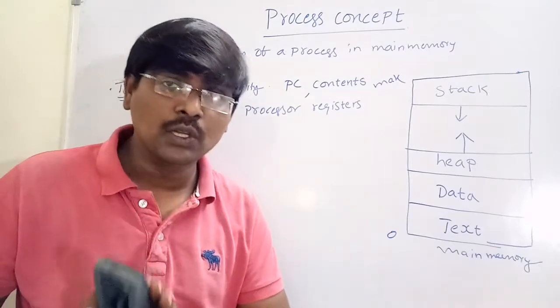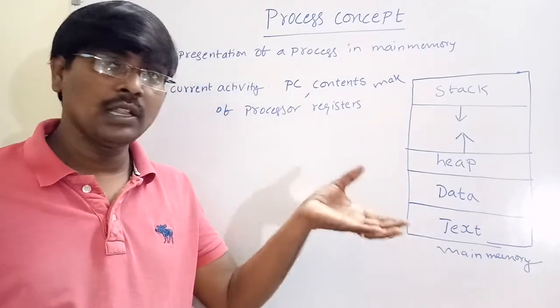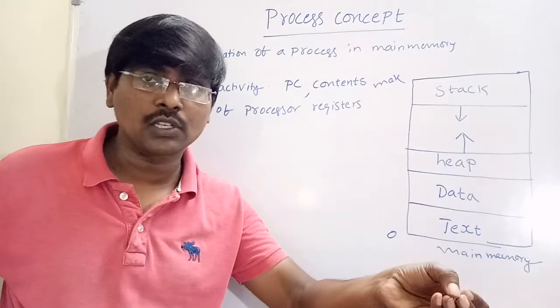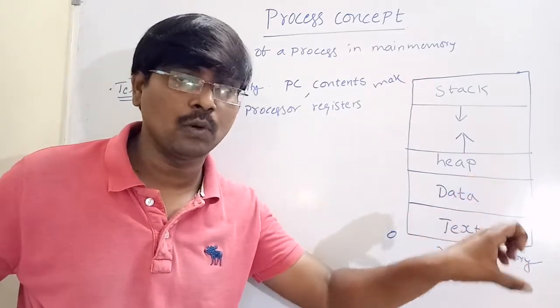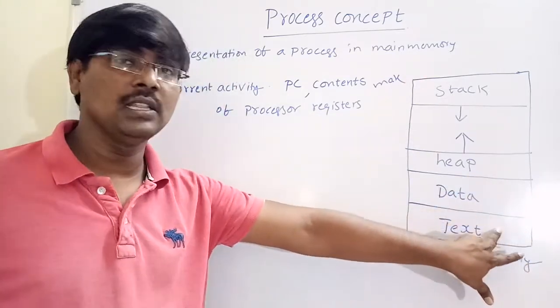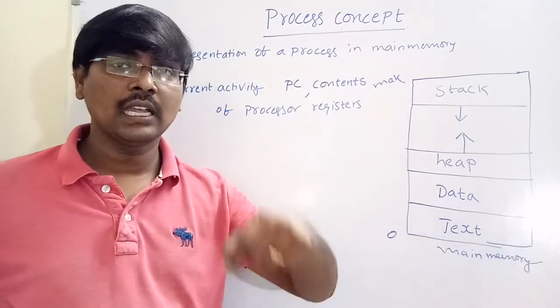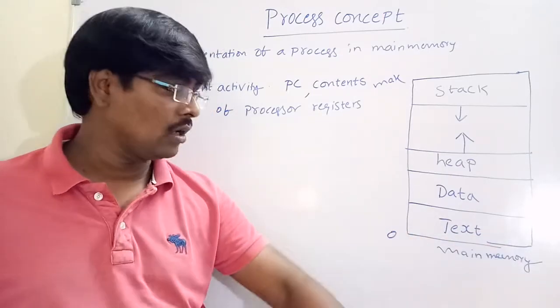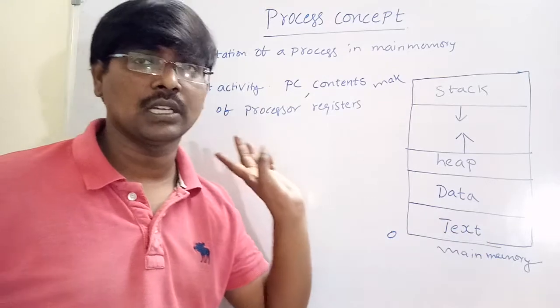Simply, we are executing the program. For executing the program, we are executing one set of instructions. We are executing this part of the program. That part is placed in the text section. That is the activity which is executed right now, placed in the text section.